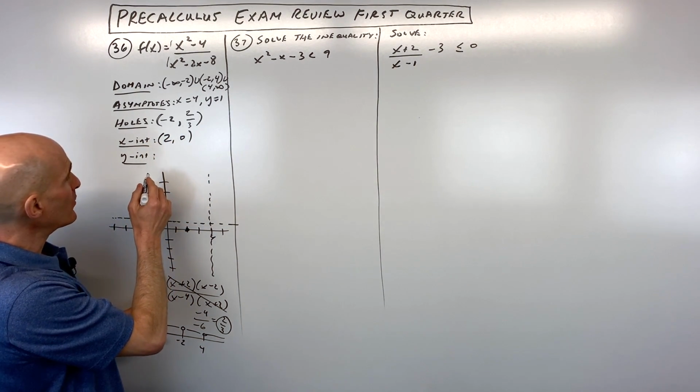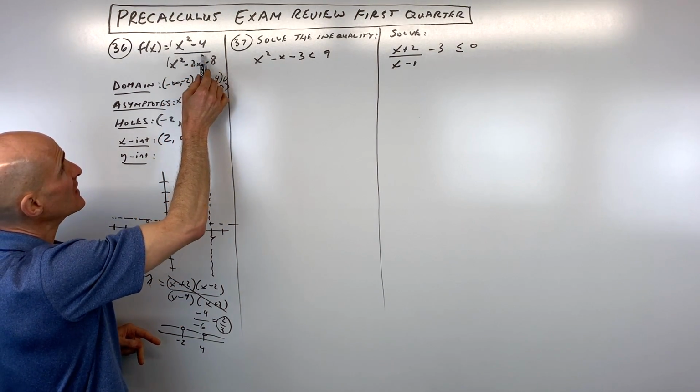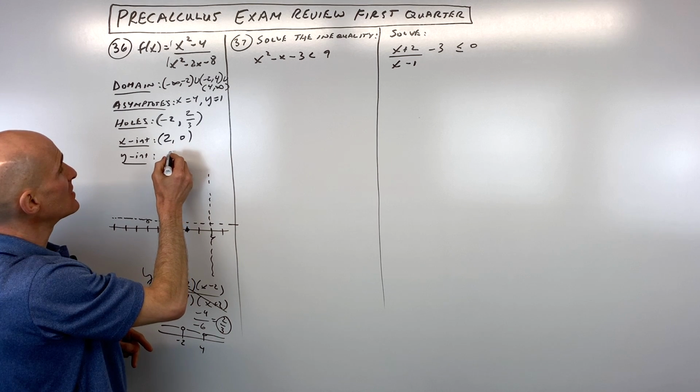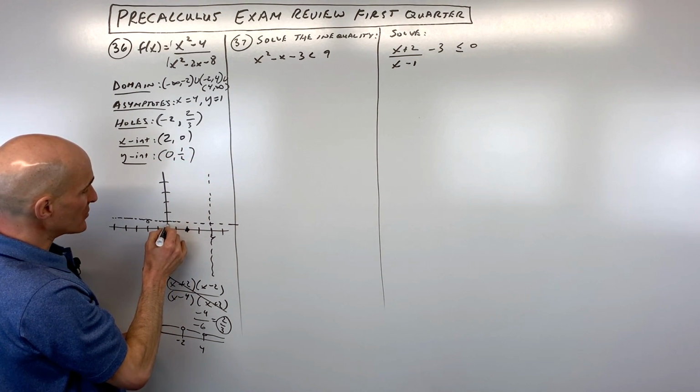The y-intercept, what we can do is set the x value equal to 0. So if we put 0 in for x, we get -4 over -8, which is +1/2. And so that's going to be our y-intercept right there.